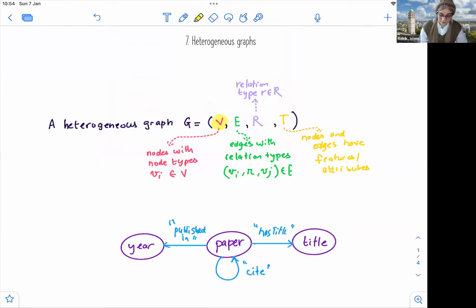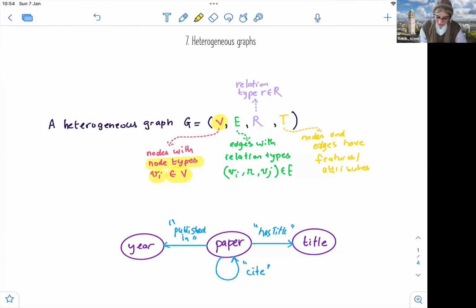So all graphs have the set V of nodes. And in addition to that, we don't only have the set of nodes, we have the types of nodes. So V actually here stores nodes with node types. So we have V_i, for example. i is a particular node, but it has a particular type right there. So we have different types of nodes. For example, people, companies, like we have seen before. So different types of nodes.